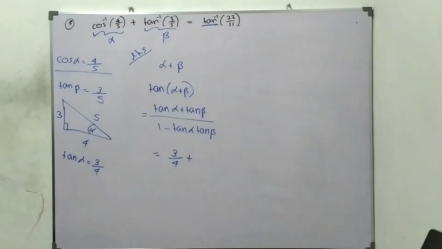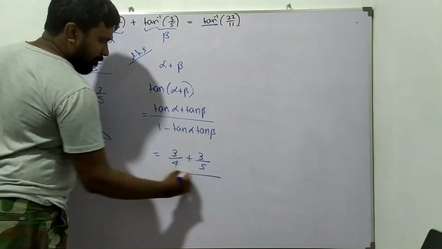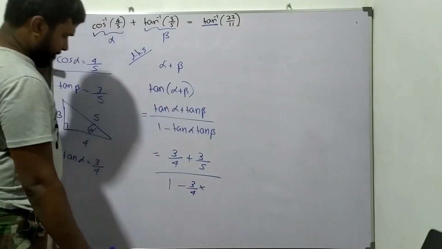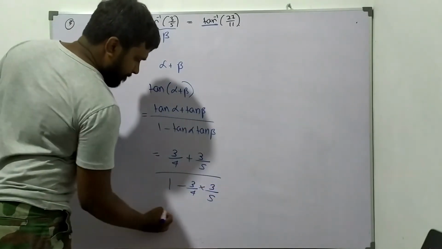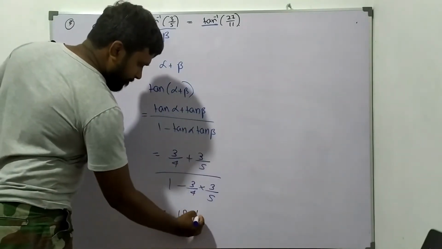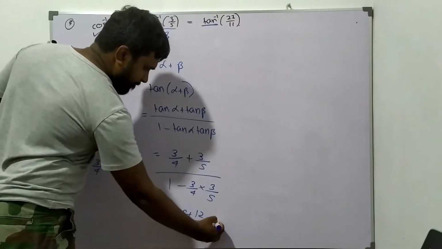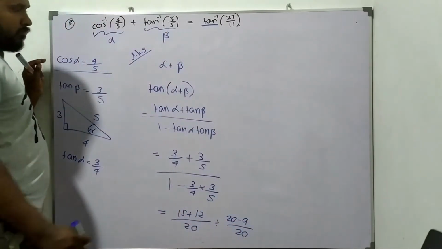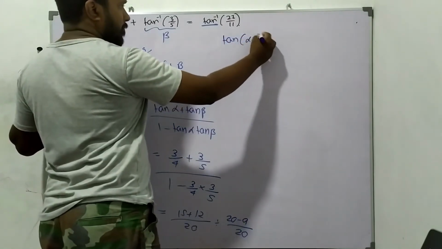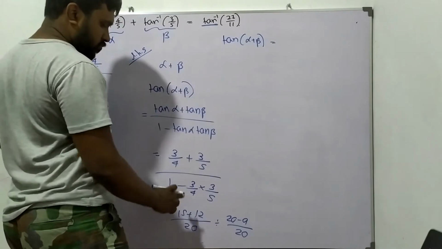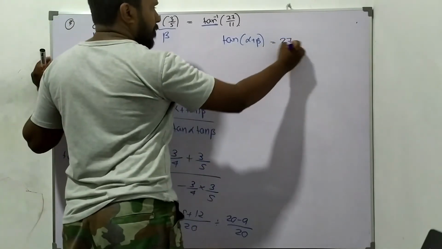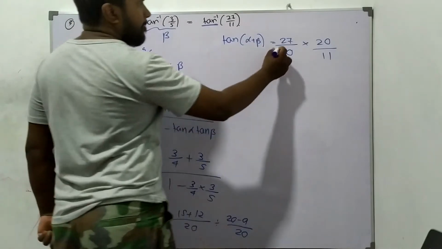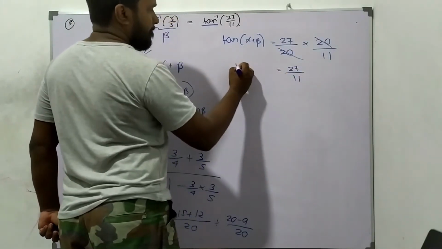Tan beta is 3 over 5. So the ratio I select is tan because of the right hand side. 27 over 20 into 20 over 11. So it's 27 over 11. Alpha plus beta.